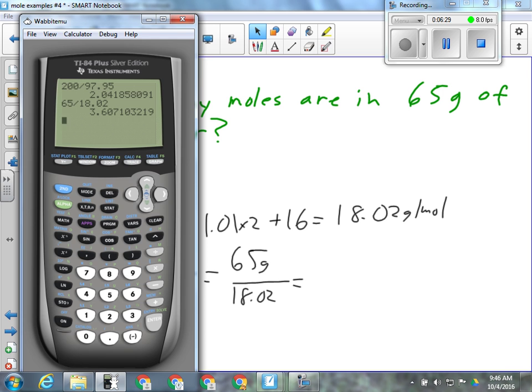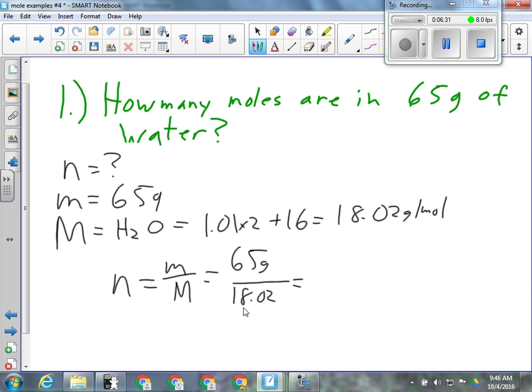All right, so we're looking at 3.61 moles. Okay, 3.61 moles. That's the easiest one. Obviously, there was one like that on the quiz this morning as well. So you shouldn't have any trouble with those. Questions on one? Right.